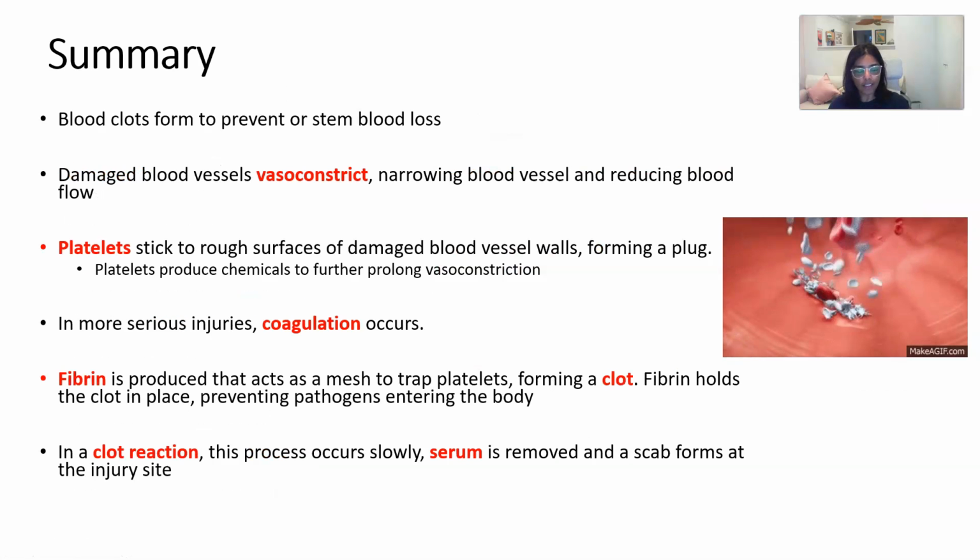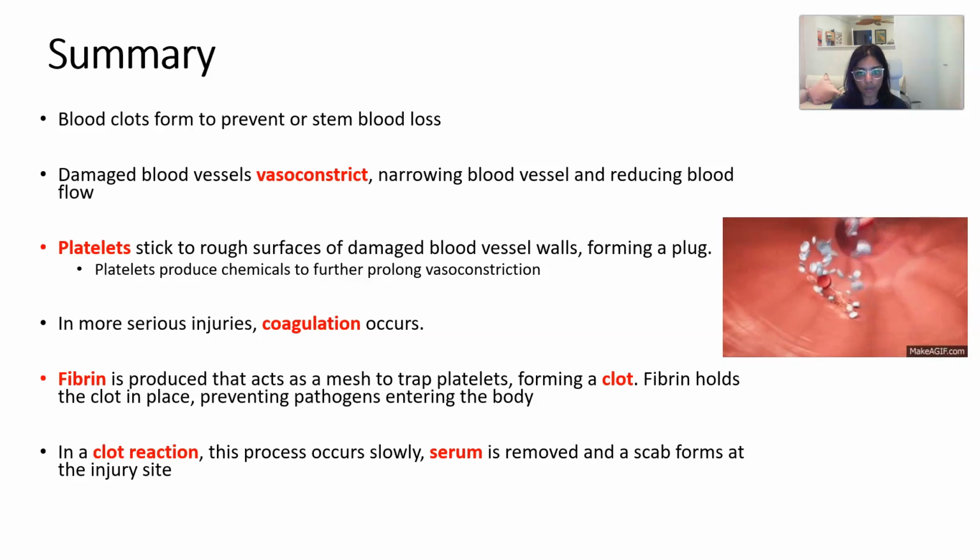Okay, so that's the end of this lesson. This is a summary of what we've talked about so far. We know that blood clots are formed to prevent blood loss or to limit the amount of blood loss, and also to prevent any pathogens, disease or causing organisms from getting into the body.